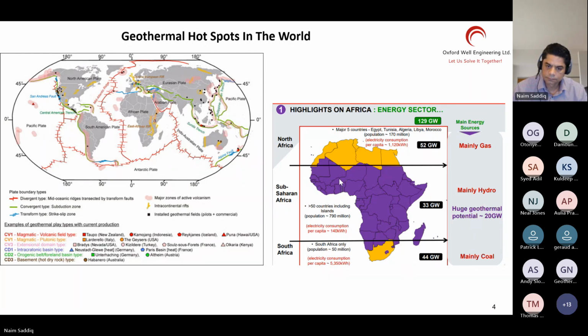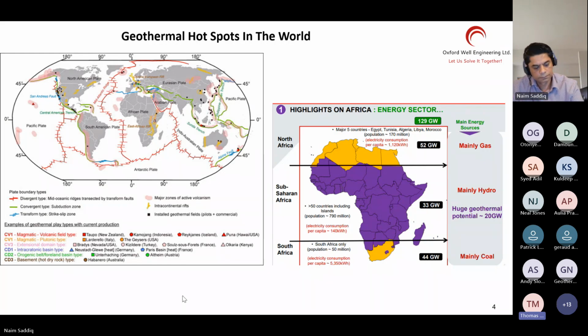And these are near tectonic boundaries. So the map shows several countries that are endowed with this resource. You know, famous countries like Iceland and New Zealand, Indonesia, Italy, Kenya. They have exploited this resource in a big way.